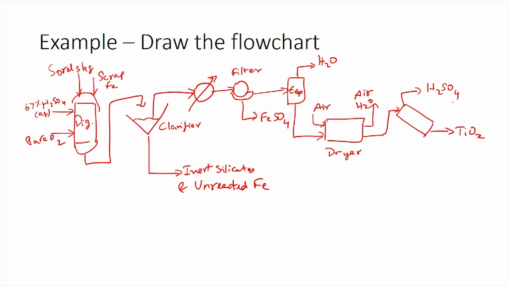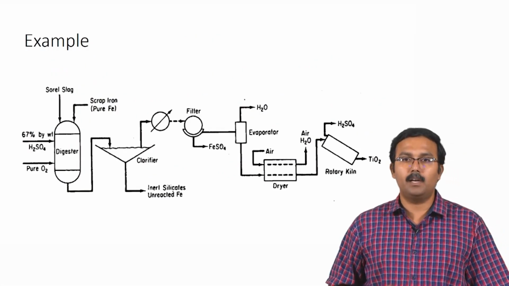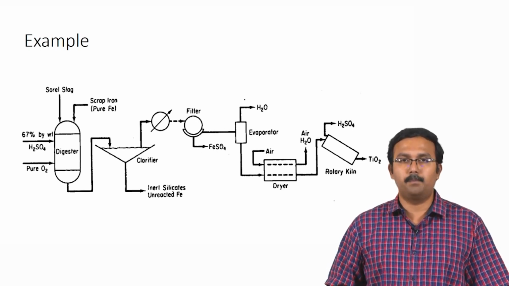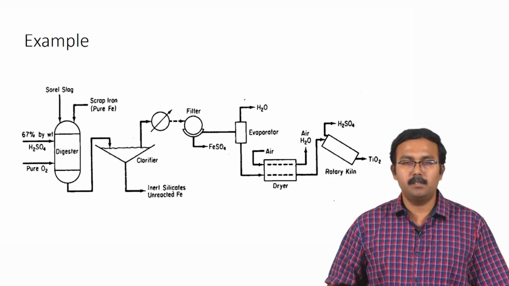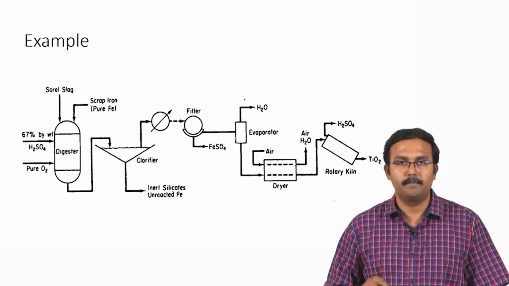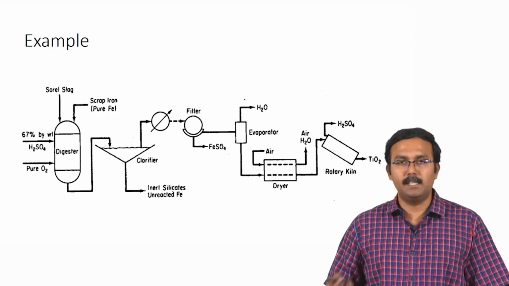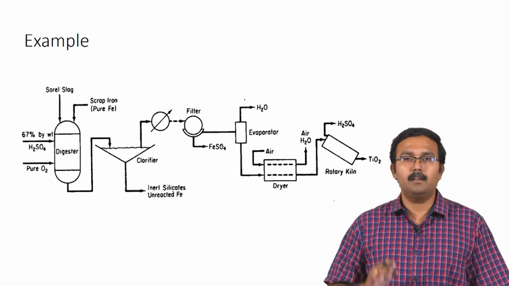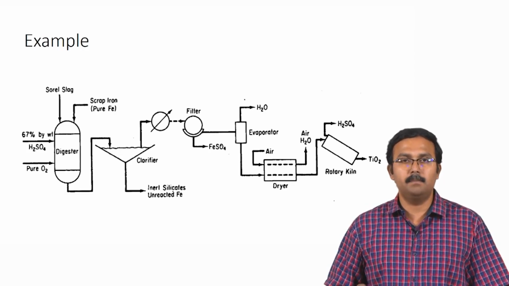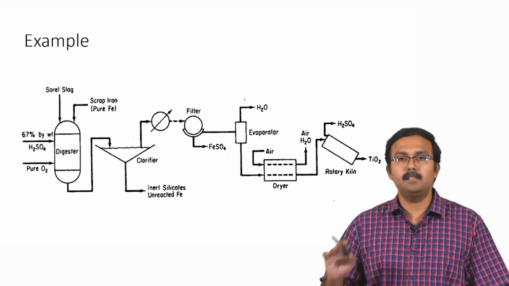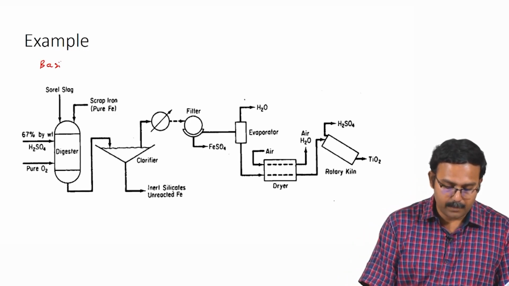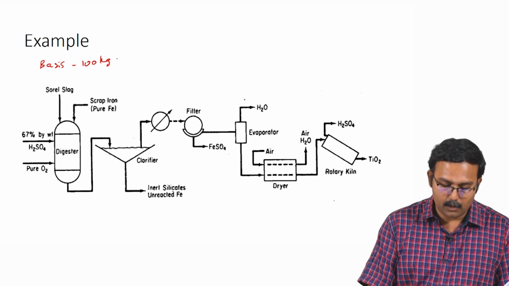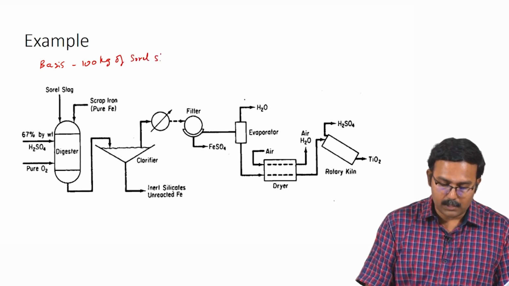Let us now compare it with what is given in the textbook. If you look at the system, it is very similar to what I have drawn, and this clearly explains the process. Now, let us go about solving this problem, trying to identify which system to start with, what basis to use, and so on. The basis for the problem has already been given in the problem statement. We have been told 100 kilograms of sorrel slag is entering into the system, and we have been asked to calculate different things using this basis. So, we will start the problem with the basis of 100 kilograms of sorrel slag.